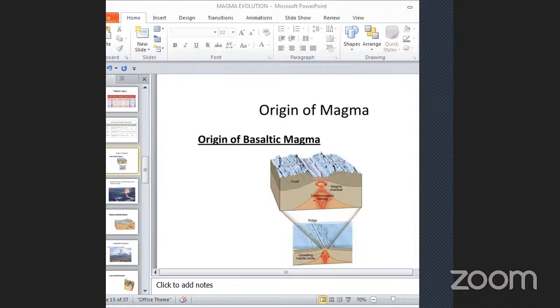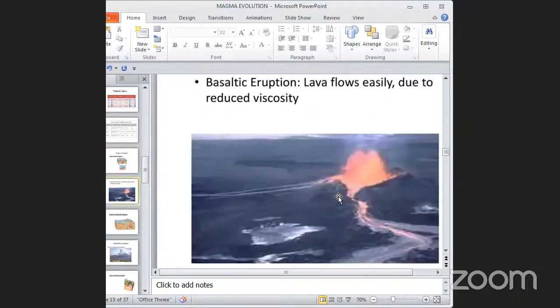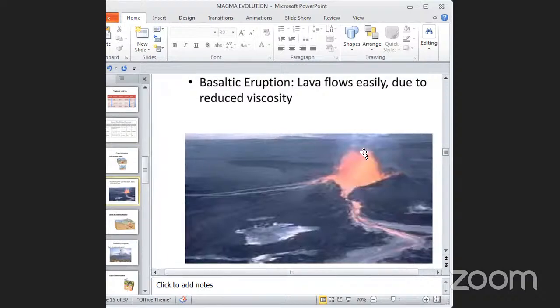Basalts erupt non-explosively, indicating low gas content and therefore low water content, right? So this is the origin of basaltic magma. You see this photo, some basaltic eruption, that is lava flows, that is due to reduced viscosity here. You see this.